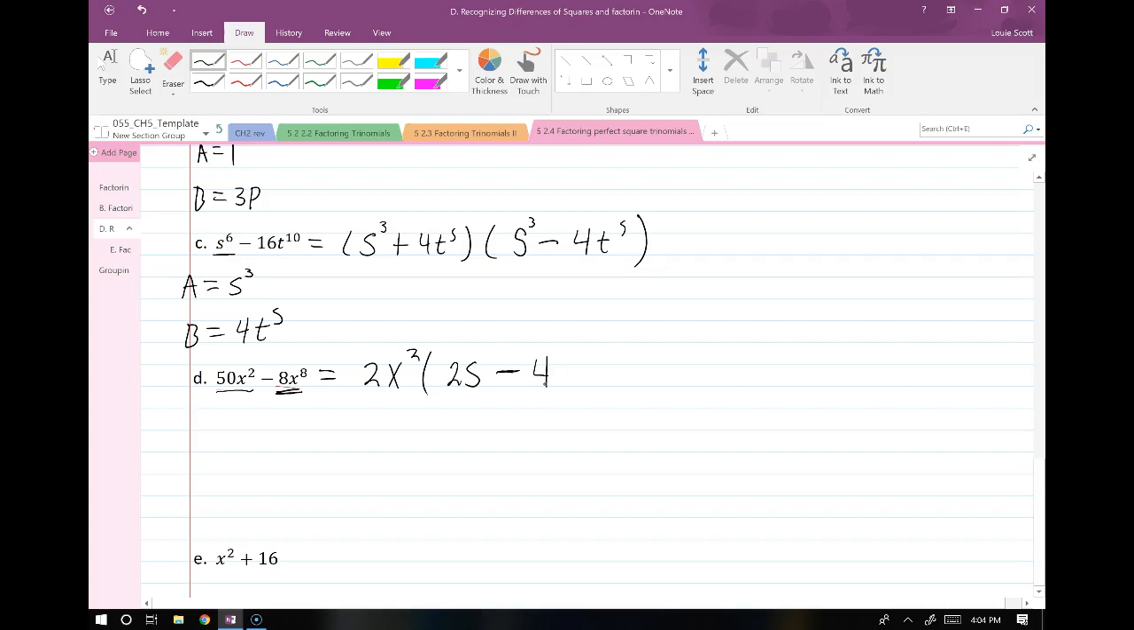And then I have x to the eighth over x squared, right? And if we use the subtraction rule, we know that we just take away 2 from the 8. So I have 4x to the sixth.